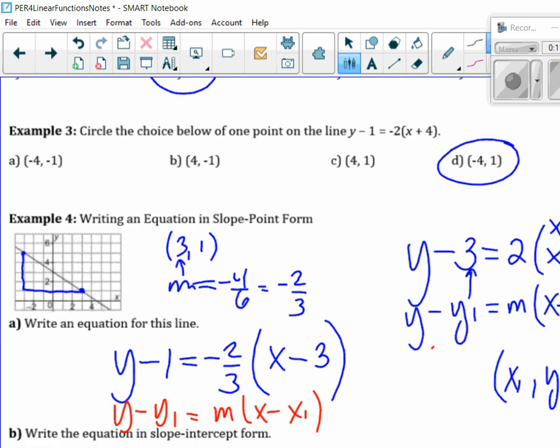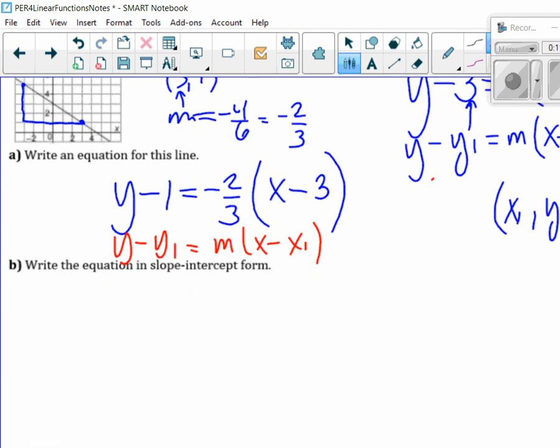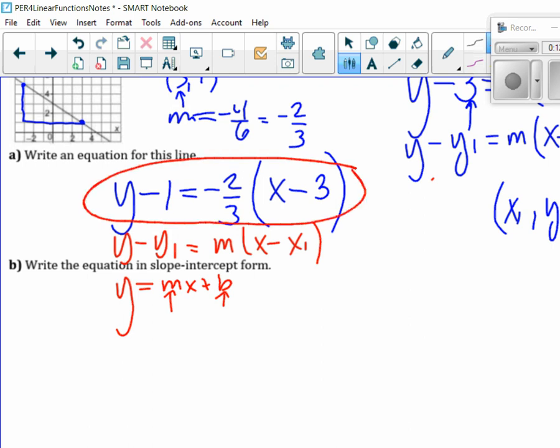Okay. So now we're going to take this and change it into slope-intercept form. Does everybody remember what slope-intercept form was? y equals mx plus b. That's why it's called slope-intercept form, because I can read the slope and the y-intercept. Everybody remember that? Okay, so we're going to take this and rewrite it into that. How do I do that? I need to multiply the slope into the two terms there, right?